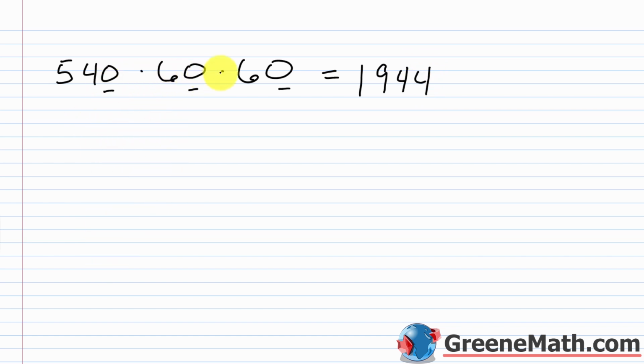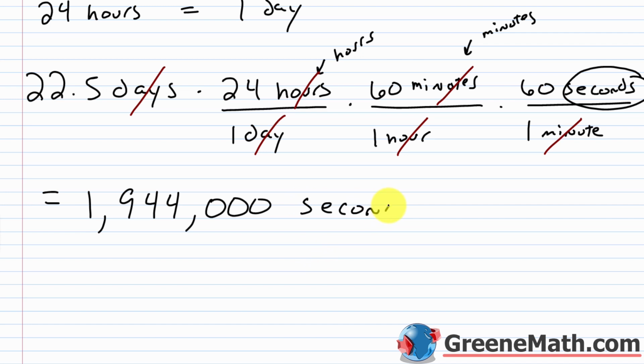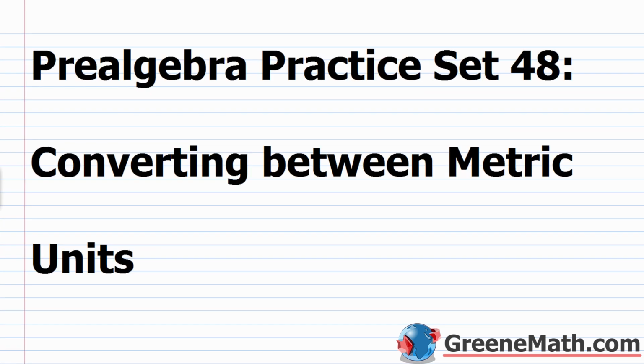You've got one there, there, and there. So I'm going to put 1, 2, 3 trailing zeros there. And I get 1,944,000. So let me scoot this over. We have 1,944,000. And again, this was in terms of seconds. So we have that 22.5 days is equal to 1,944,000 seconds.